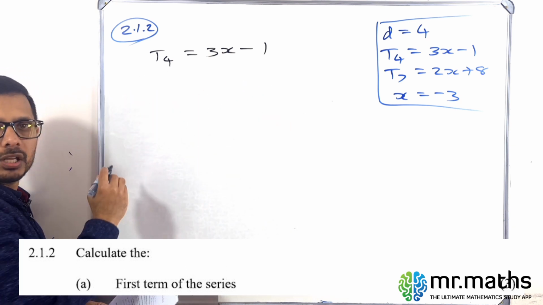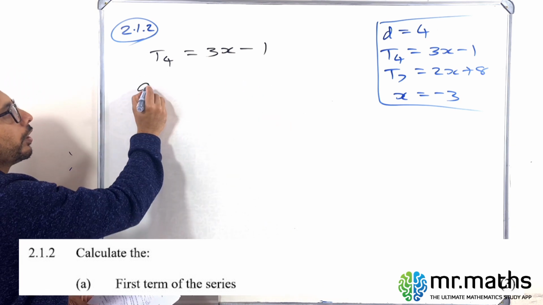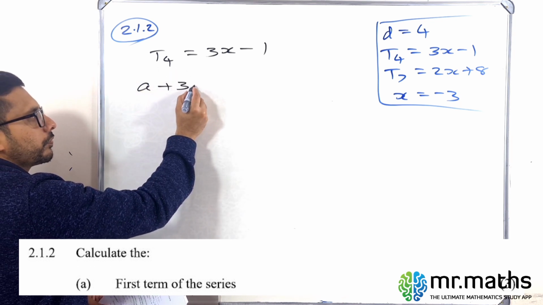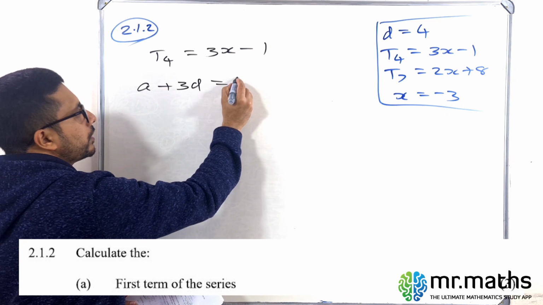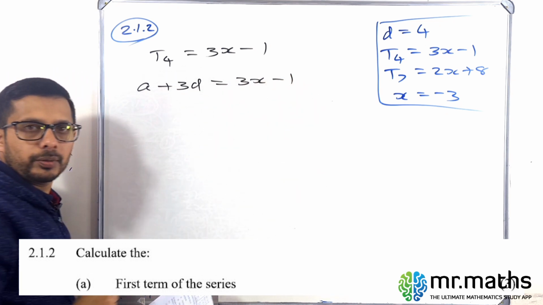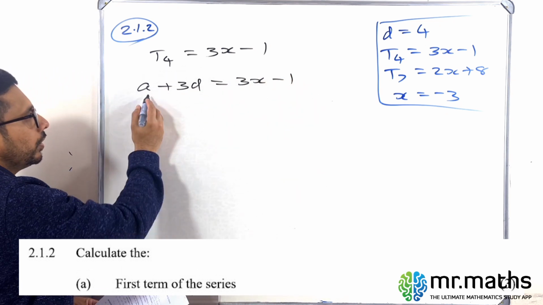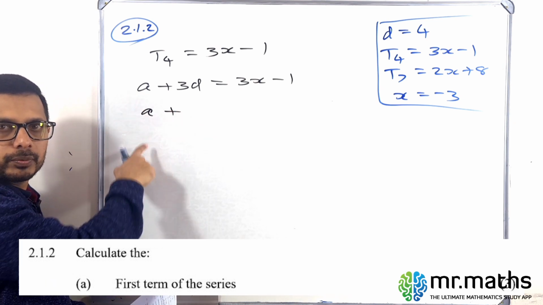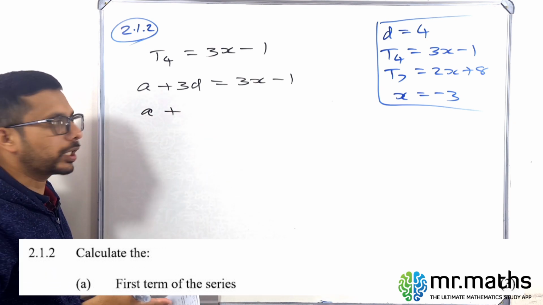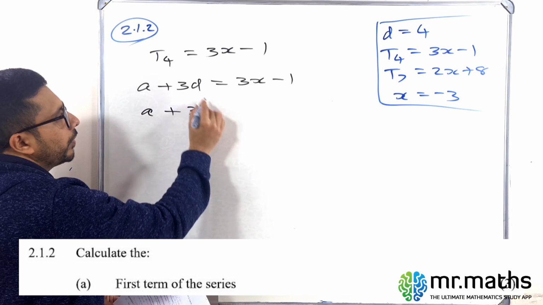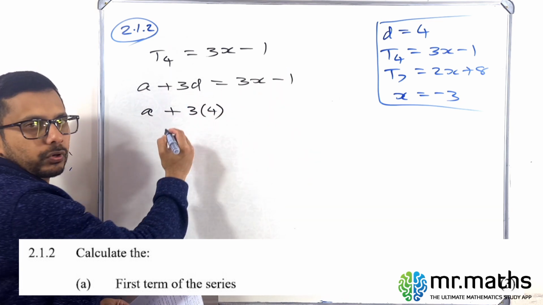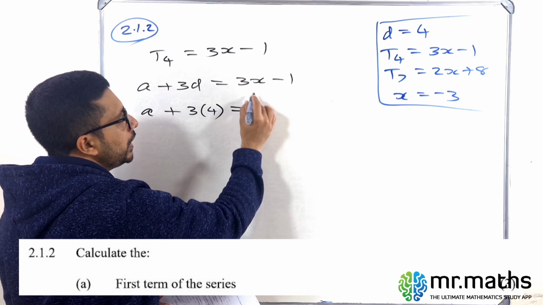And T4, how can you write generally? I already told you in the previous question. A plus 4 (1 less than 4) is 3d. And that is 3x minus 1. Am I right? So now the first term we have to find. A stands for the first term. That is the question. Okay, so 3 into, what is d? Common difference. What is d given to us? 4. Is equal to 3x.